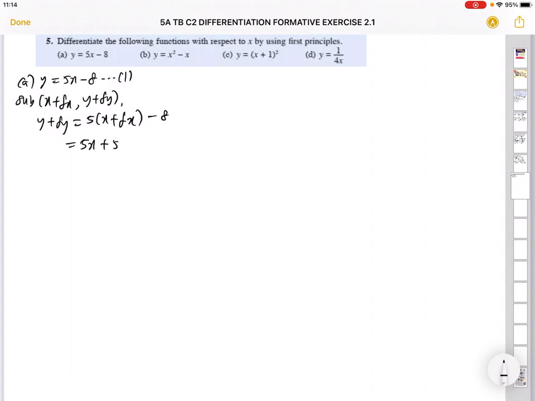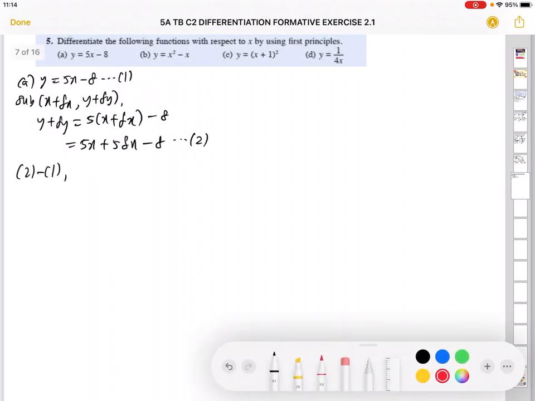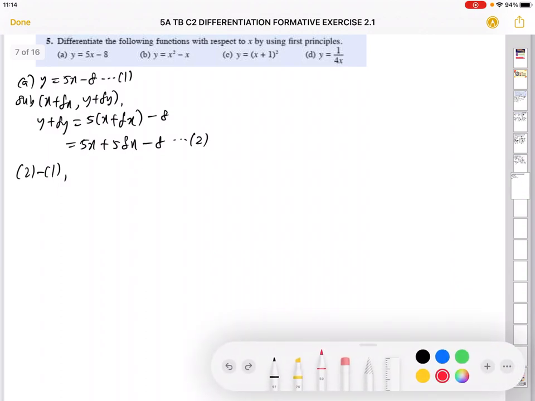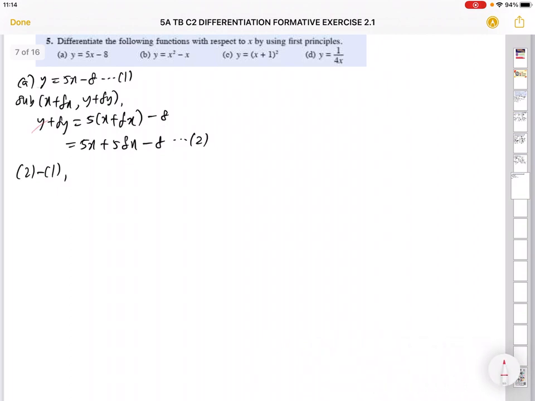That is equation number 2. When you take equation 2 subtract equation 1, I just like to cancel all the ones without delta. So when you take 2 minus 1, these two cancel off. The one without delta will be crossed off. So you're left with delta y, and it's 5 delta x. So delta y over delta x is just 5.